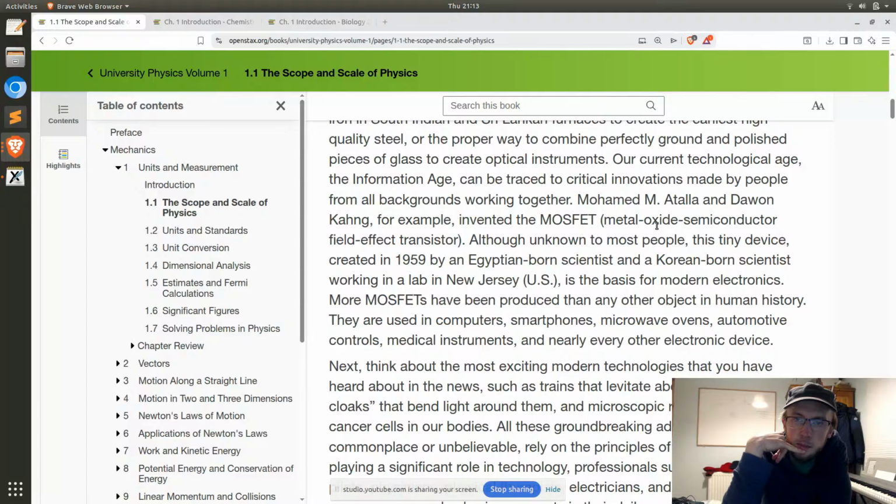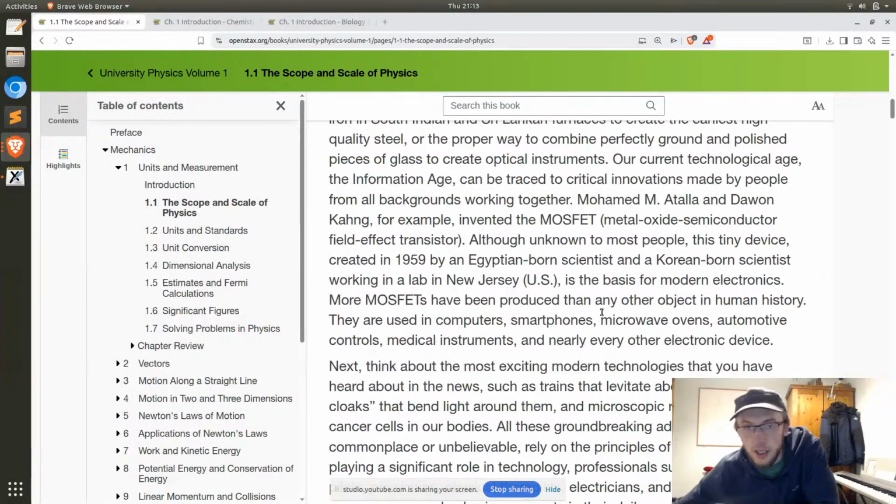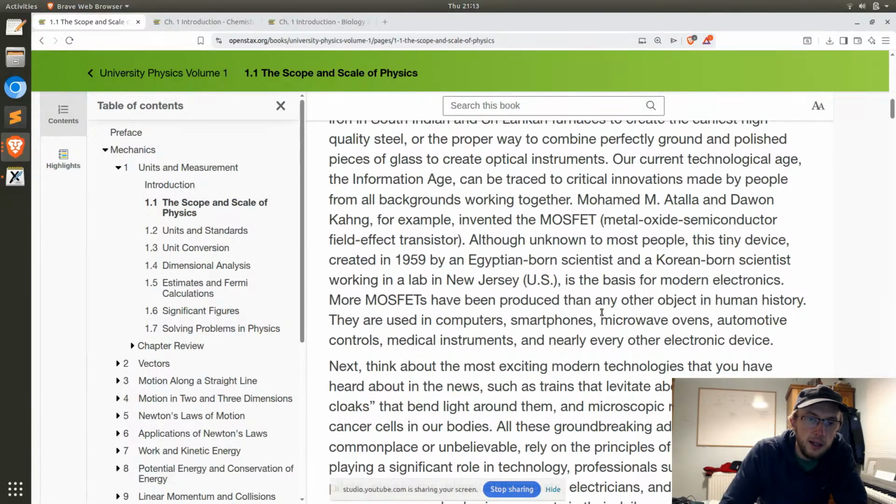Although unknown to most people, this tiny device created in 1959 by an Egyptian-born scientist and a Korean-born scientist working in a lab in New Jersey in the United States is the basis for modern electronics. More MOSFETs have been produced than any other object in all of human history. They're used in computers, smartphones, microwave ovens, automotive controls, medical instruments, and nearly every other electronic device. So right now I'm looking at my phone and there must be millions of them in there.